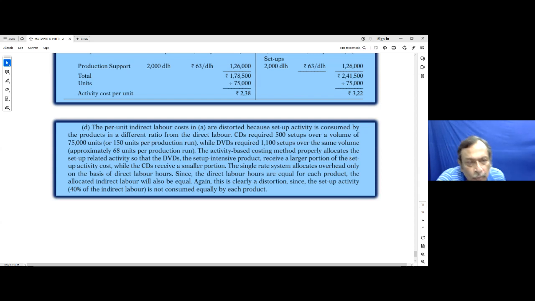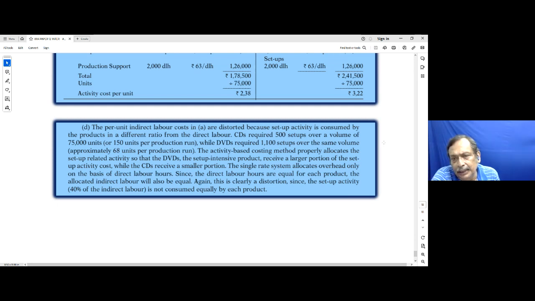So what conclusion are we going to draw from this? The per unit indirect labor cost in part A is distorted because setup activity is consumed by the products in a different ratio from the direct labor.